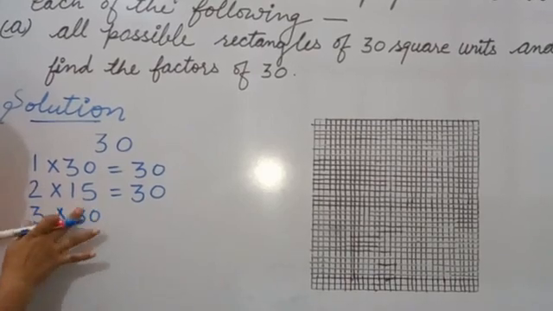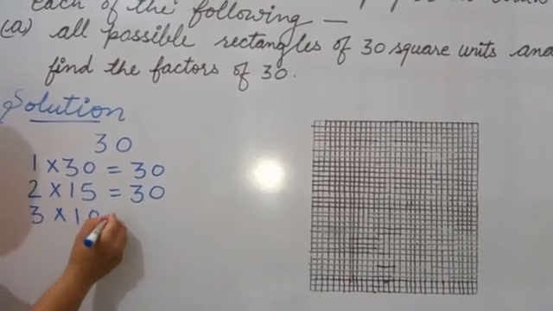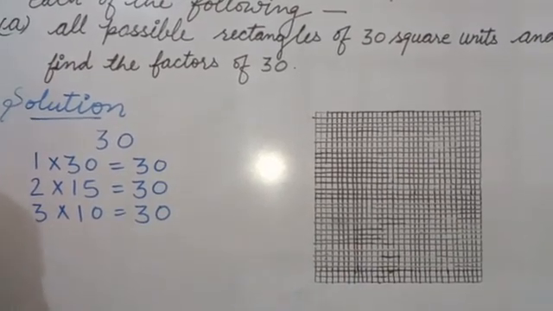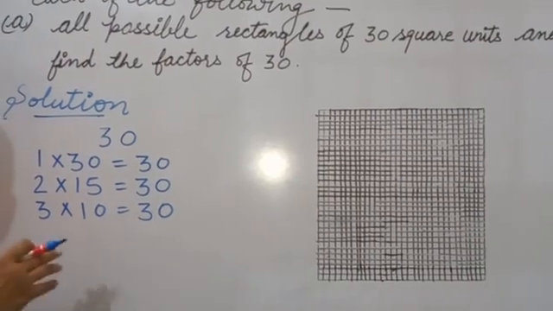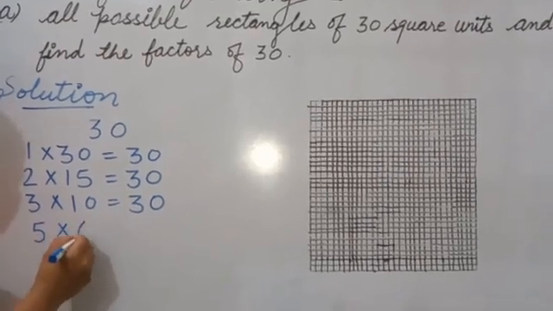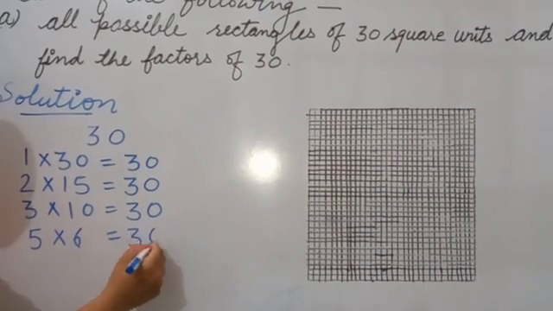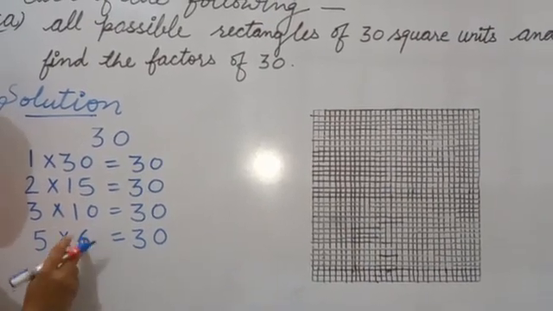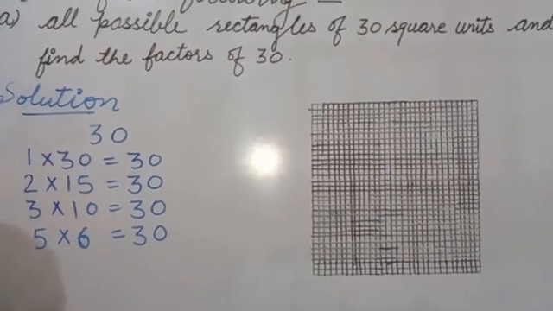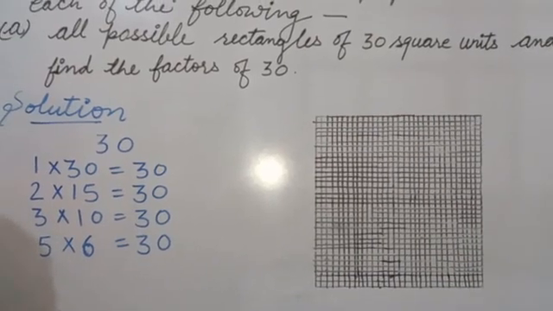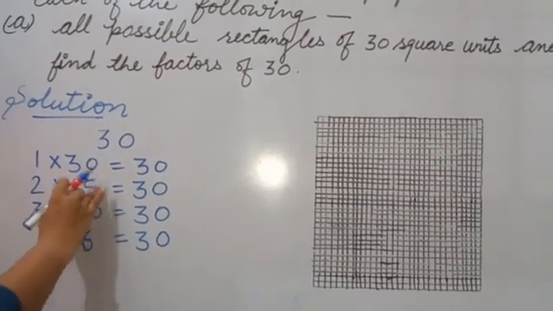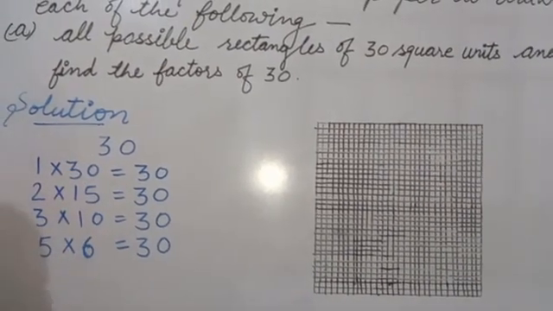Now in the 4 table, do you have 30? No. 4 7s are 28. Now we check by 5. In the 5 table, do we have 30? Yes, 5 6s are 30. Then after 5, which turn will come? 6. And 6 is already here. That means our factors are finished. Our factors are 1, 2, 3, 5, 6, 10, 15 and 30. Only these are the factors of 30.